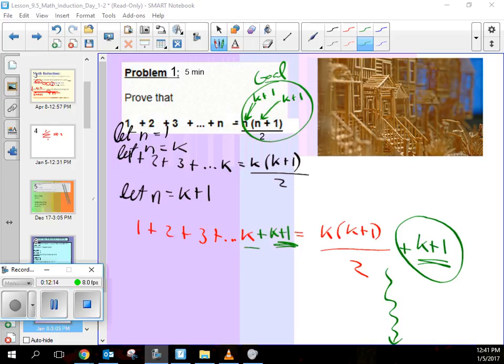I know, it's tricky. But do you get up to here, up to this moment where we added k plus 1 to both sides? This wasn't too tough, but we have to prove that this gives you the same result as if you had replaced your k's with k plus 1s.